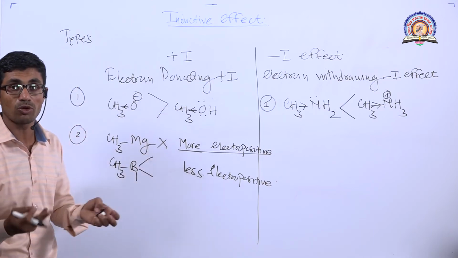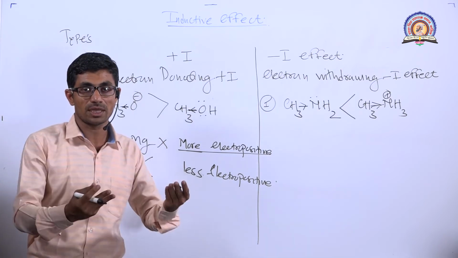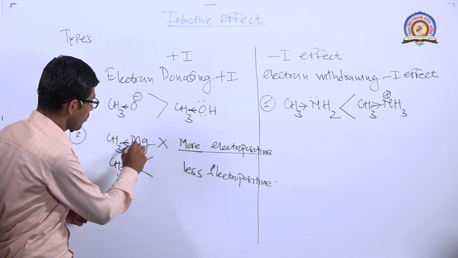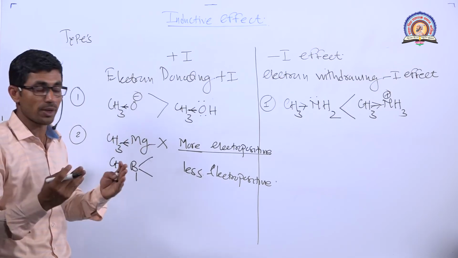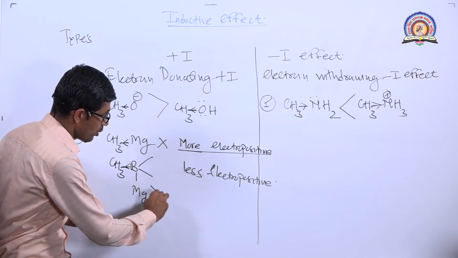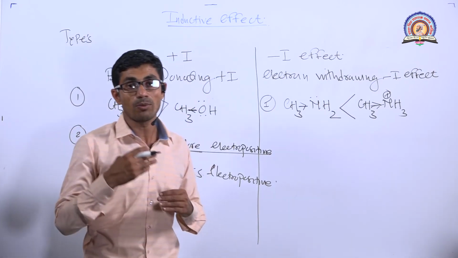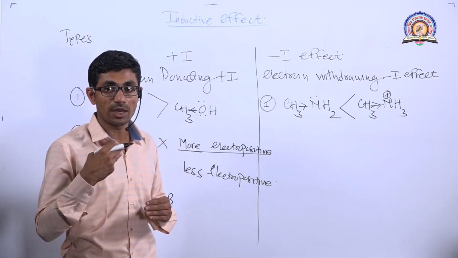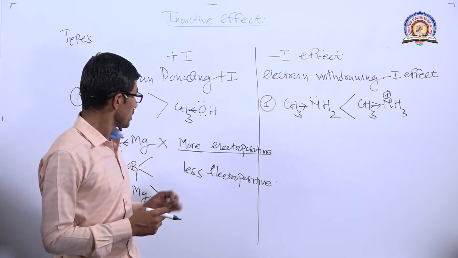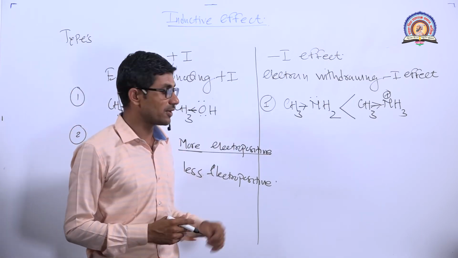So which atom should show more plus I effect? The atom which is more electropositive should show more plus I effect. So here, magnesium shows more plus I effect as compared to boron. Magnesium has the larger plus I effect as compared to boron. This is the second rule for the plus I effect.